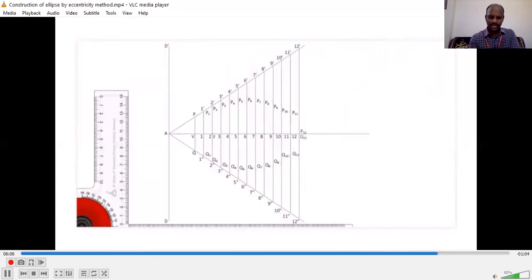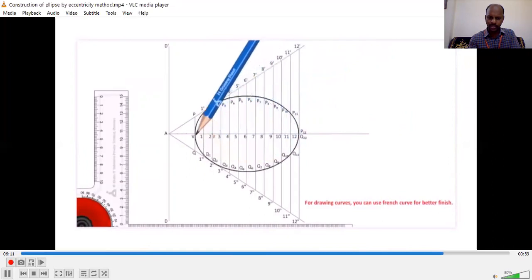See, once again, starting with the vertex. Remember, it's very important. Starting with the vertex, passing through all the points, you have to join the curve freehand only. There will be no templates. You should not use any template. Freehand, passing through all the points in a single stroke, you must join the points with a smooth curve. It's a good looking ellipse. If there are no errors while drawing, you will get exactly an ellipse.